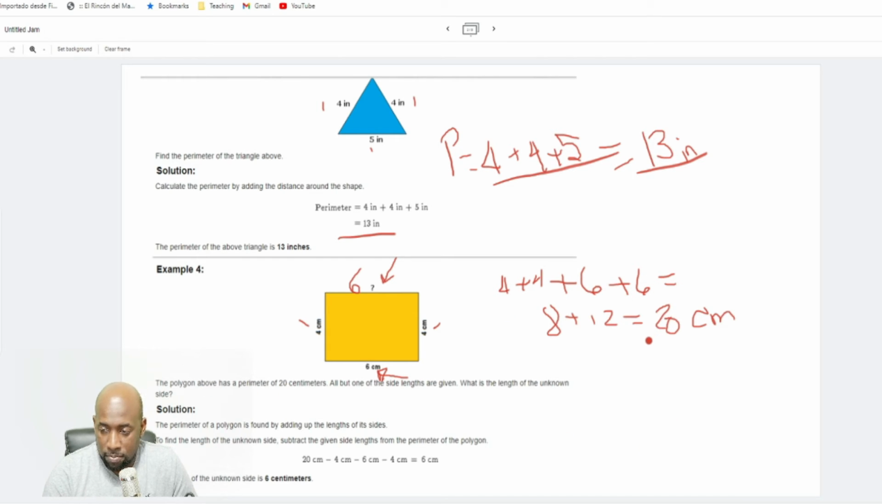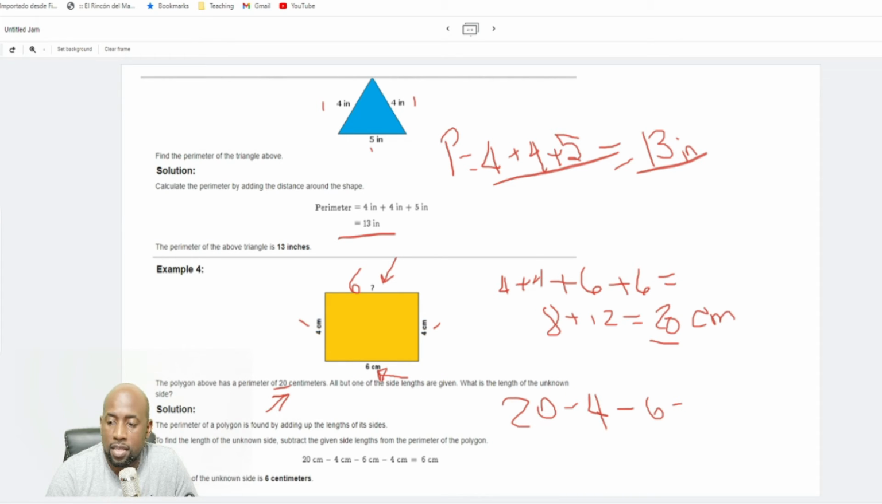How do we get to that point that is 20? Because here it is telling us the way how to do it. It says the polygon above has a perimeter of 20 centimeters. All but one of the side lengths are given. What is the length of the unknown side? What you do is 20 minus 4 minus 6.